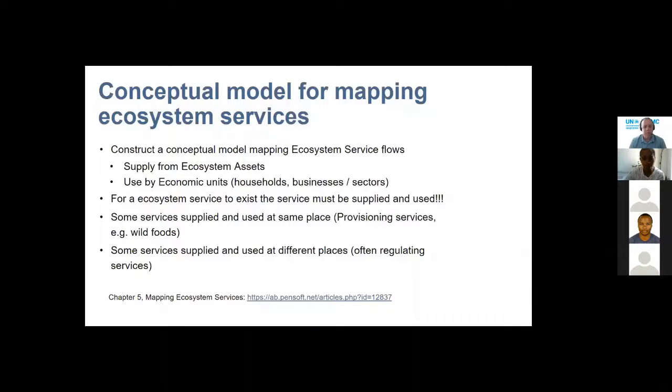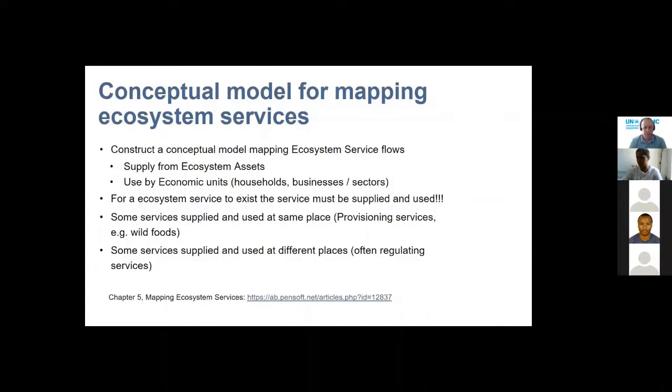So for an ecosystem service to exist, it's important it must be both supplied and used. It's not a flow if we don't have both of those things happening, supply and use. Some services may be supplied and used in the same place, and that's often the case with provisioning services. So these are things like wild foods, for example. And some services may be supplied and used in different places, and this is often the case with regulating services. So you may have flood control or storage in some upstream area that benefits people in a different spatial location.